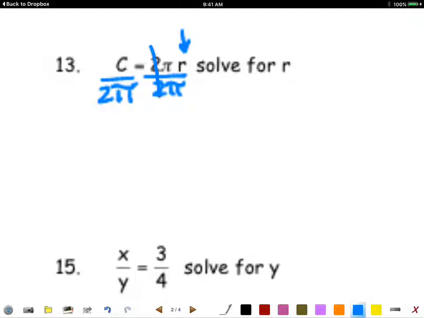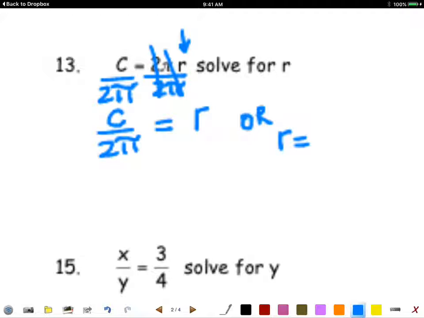All right, so the 2 and the pi are going to cancel, and you're going to have r, and then you just have c over 2 pi. If you want to write it that way, or if you want to write, if I prefer to always have my variable I'm solving for on the left, like this. I like it this way, but it means the same thing.